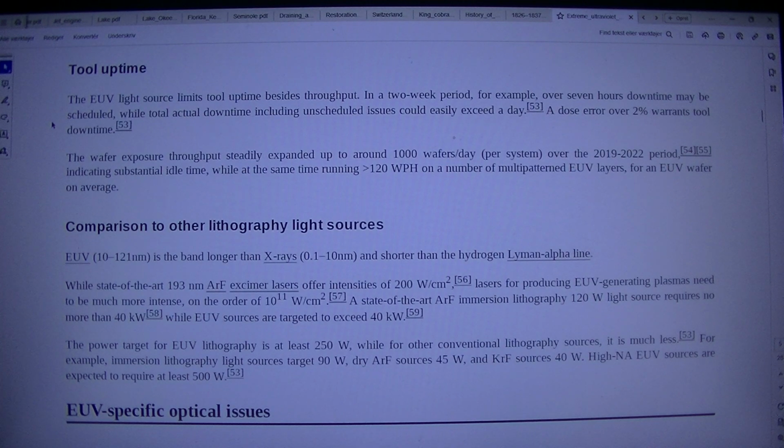53. The wafer exposure throughput steadily expanded up to around 1,000 wafers per day per system over the 2019 to 2022 period. 54, 55, indicating substantial idle time, while at the same time running at 120 WPH on a number of multi-patterned EUV layers, for an EUV wafer average.